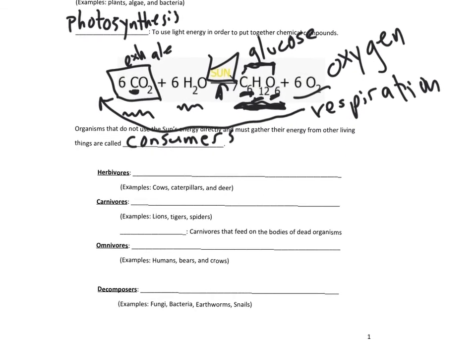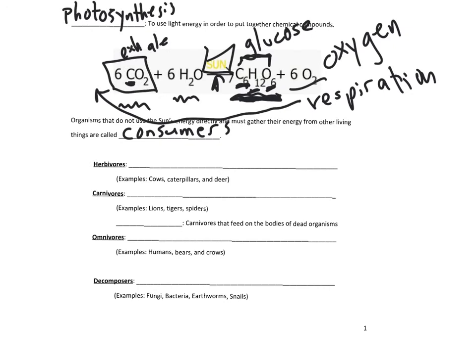Okay. And we have some special kinds of consumers here. We have our first kind of consumer, herbivores. These are our first kinds of consumers. They are organisms that only eat producers. Okay, so herbivores like cows, caterpillars, and deer only eat plants or algae, which are producers. They get their energy from the sun.